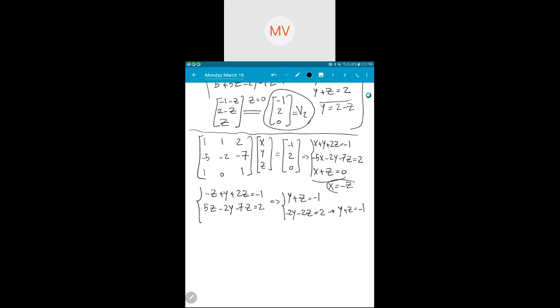So basically, the two equations you have are these two. And out of this one, let's go ahead and solve for Y. So we get Y equals negative 1 minus Z.